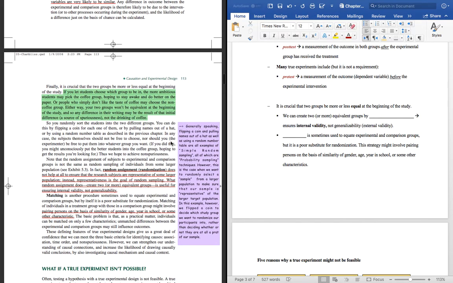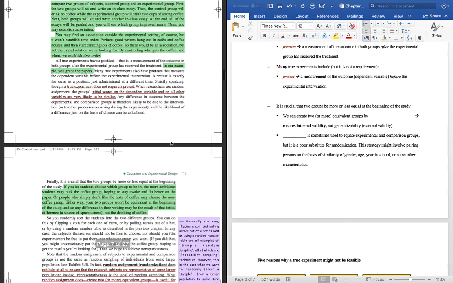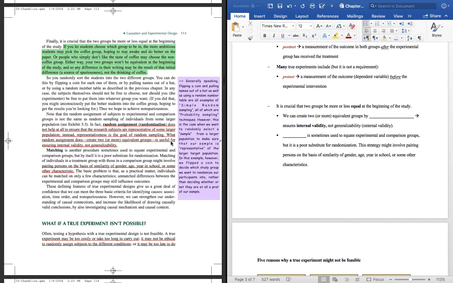Okay, then later in the article, it's talking about randomization. I put a purple box here to explain things further. There's a difference between random sampling and random assignment. Read this box to see what the difference is. So for doing true experiments, it's crucial that two groups be more or less equal at the beginning of the study.